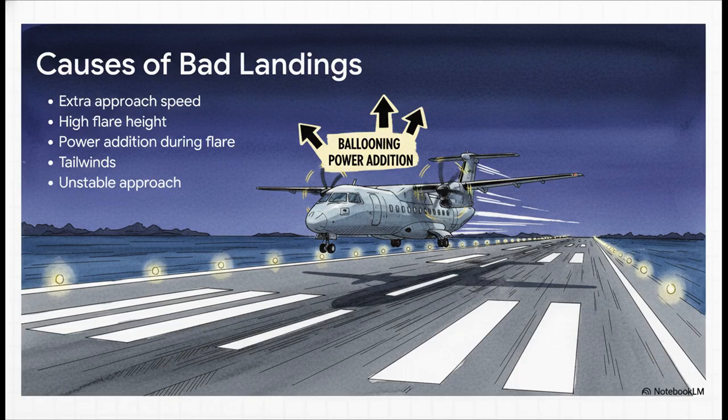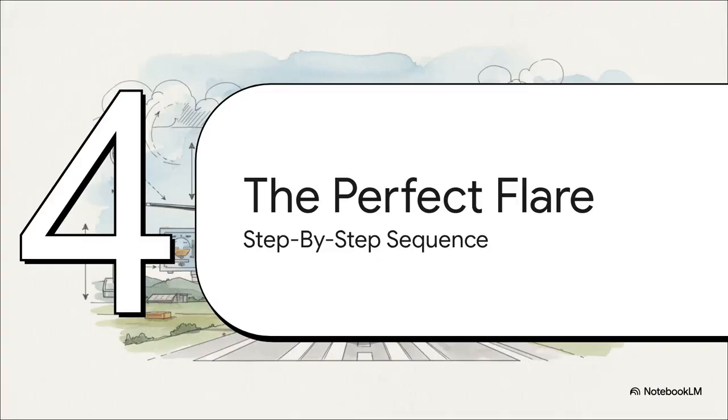Oh, and watch out for night landings with bright edge lights. They create this wild illusion that you're lower than you actually are, which prompts a high flare and, you guessed it, excessive float. Section 5, the perfect flare sequence.